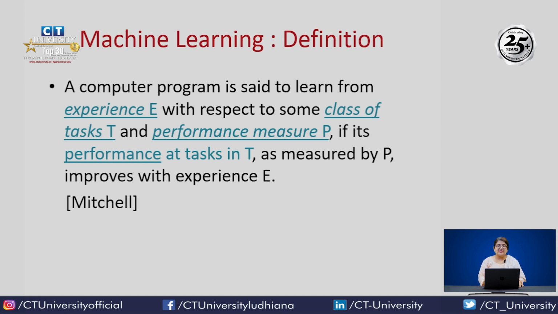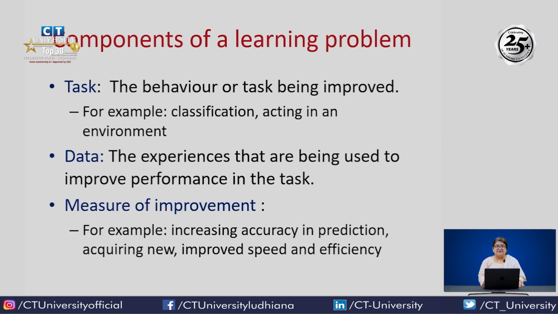Then we come to the machine learning definition. How we can define machine learning is very important. Machine learning is nothing but a computer program that is set to learn from experience E with respect to some class of tasks T and performance measure P, if its performance at tasks in T, as measured by P, improves with experience E. Then we have the components of the learning problem.